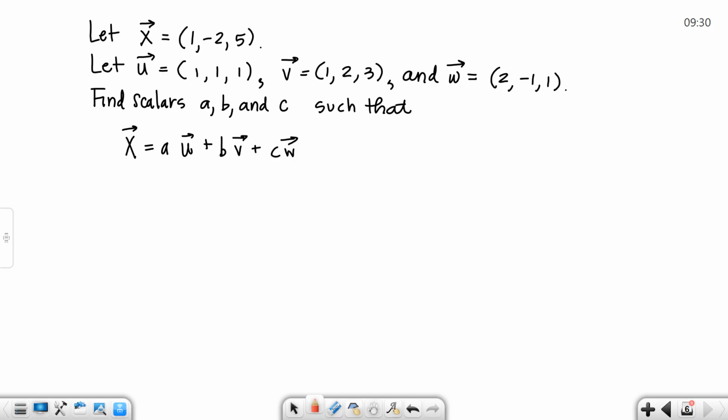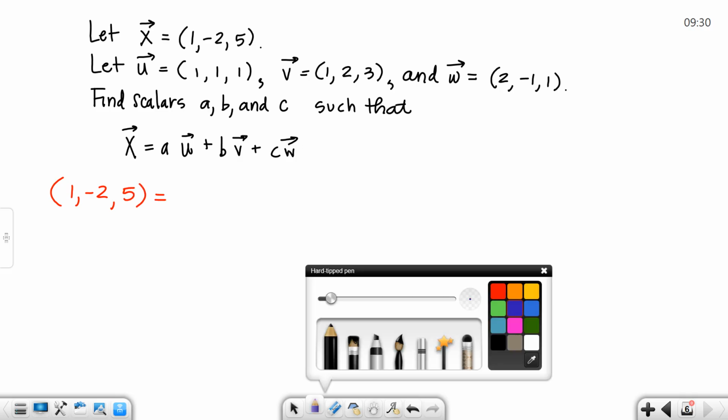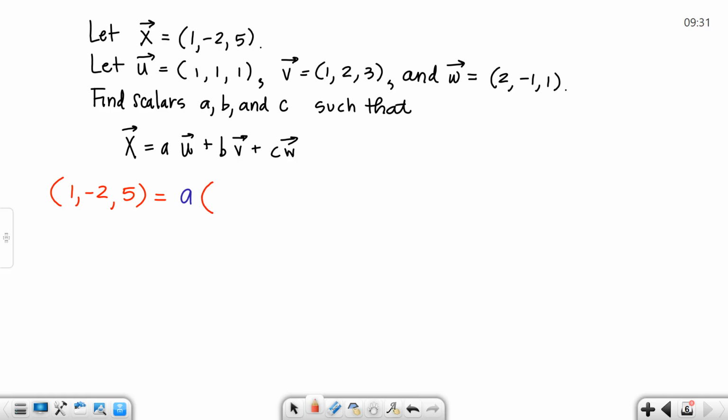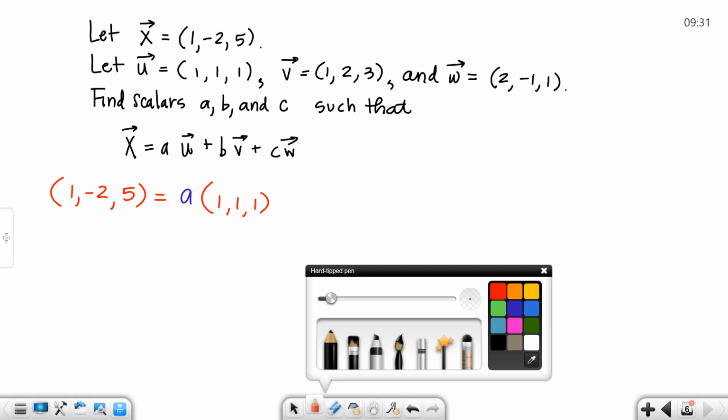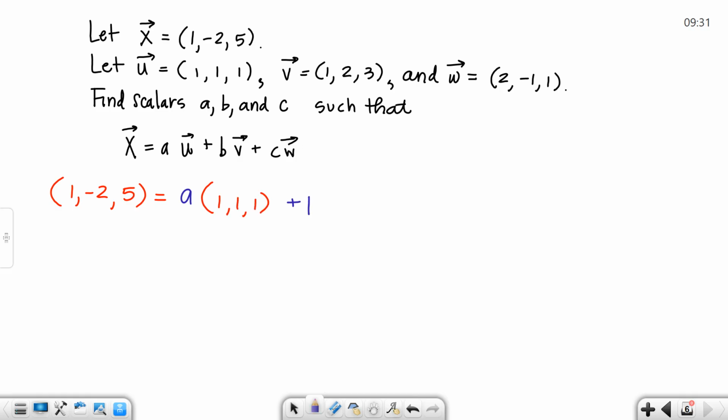X, which is 1, negative 2, 5, equals A times 1, 1, 1, plus B times 1, 2, 3, plus C times 2, negative 1, 1.